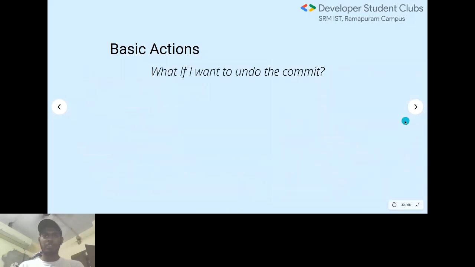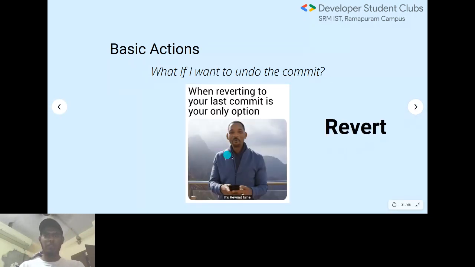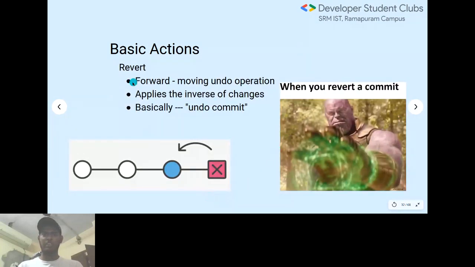After you did a commit, but you say again, I want to change the files, I want to undo the commit. To undo it, we have to revert it. So revert is basically like undoing the last commit to the file, and revert is a forward moving undo operation.